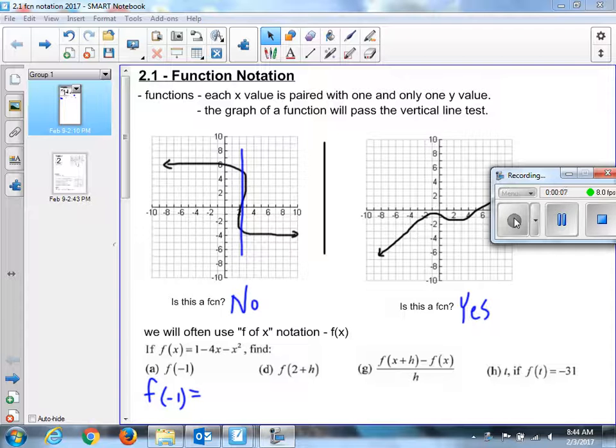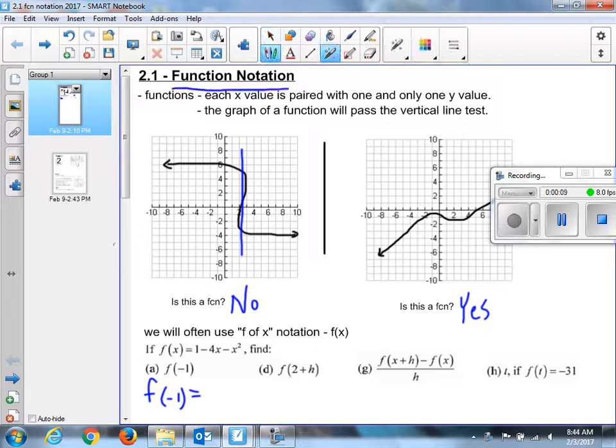We were just looking at function notation. A function is where each x value is paired with one and only one y value. So we looked at this first one. This is not a function because I could draw a vertical line and it touches more than once. The x value at around 2.5 is paired with 1, 2, 3 y values. It's definitely not a function.